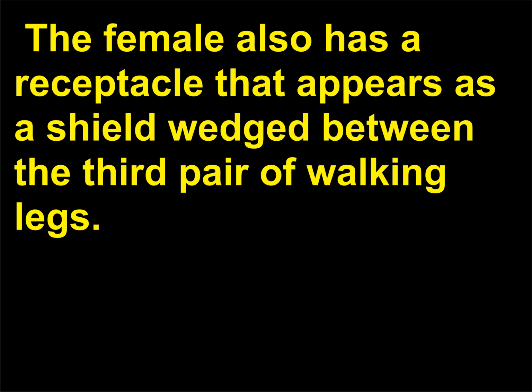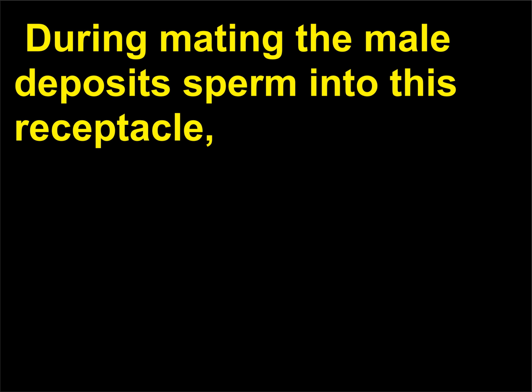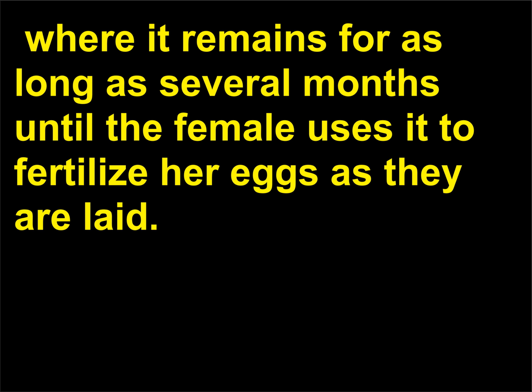The female also has a receptacle that appears as a shield wedged between the third pair of walking legs. During mating, the male deposits sperm into this receptacle, where it remains for as long as several months until the female uses it to fertilize her eggs as they are laid.